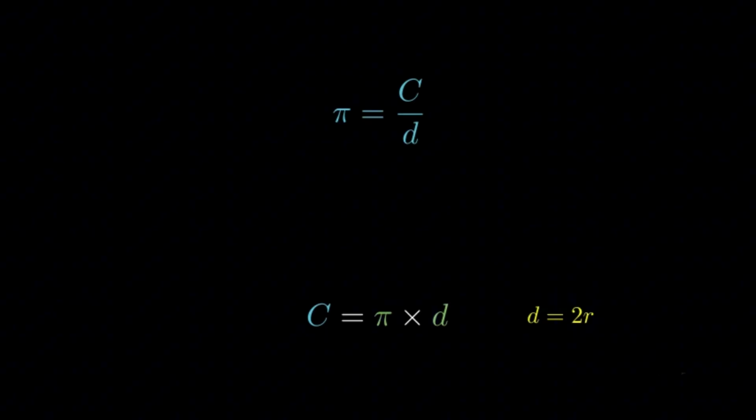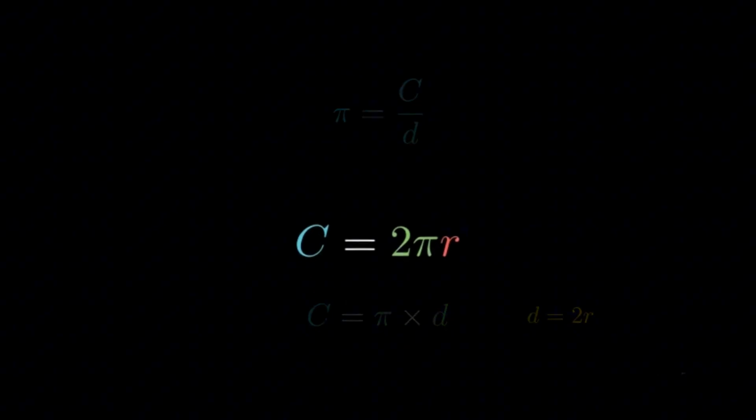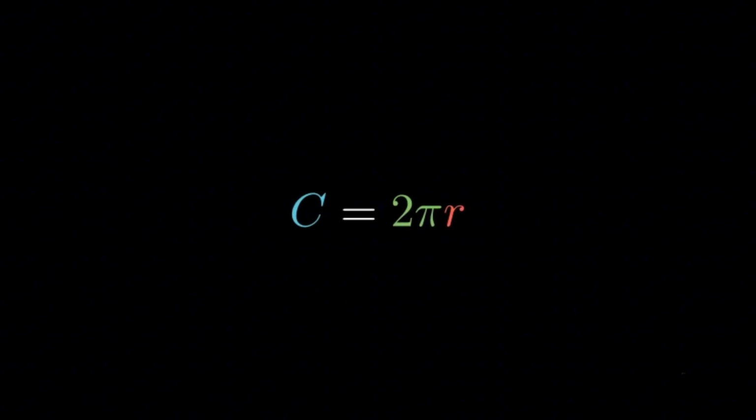When we substitute d equals 2r into our equation c equals pi times d, we replace d with 2r. This gives us c equals pi times 2r, which we can rewrite as c equals 2 pi r. This simple transformation gives us the standard formula for the circumference of a circle in terms of its radius. So here's our final formula, c equals 2 pi r. This means the circumference of any circle equals 2 pi times its radius.